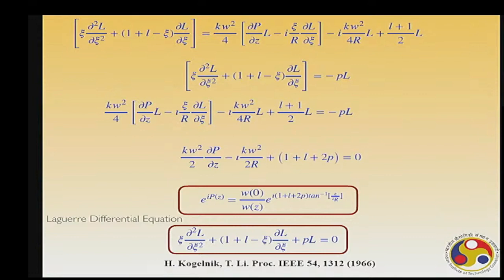From the second expression, you will get the structure of the phase, e to the power i P z. If you solve it, you will get omega 0 by omega z e to the power i 1 plus l plus 2p. Let me tell you what l is. L is the orbital quantum number and p is the radial quantum number, and it is associated with the tan inverse, multiplied with this tan inverse z by z naught. Now this equation is going to give you the logarithm differential equation.